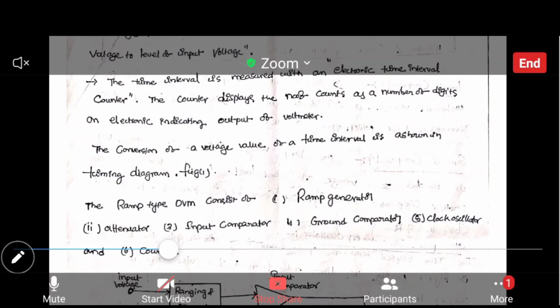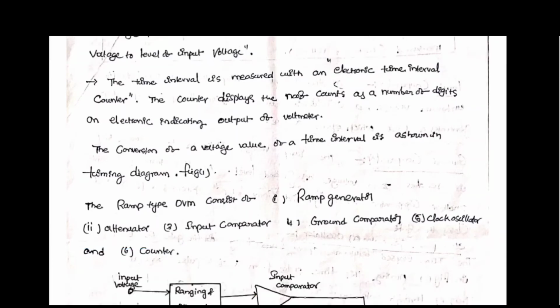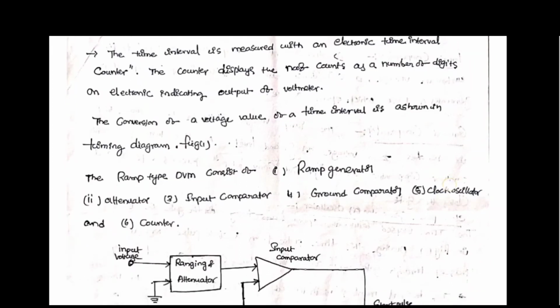The ramp type DVM consists of a ramp generator, and the ramp voltage should be generated. After that, an attenuator, input comparator, ground comparator, clock oscillator and counter. The ramp generator generates the voltage, the attenuator attenuates the signal, then the input comparator and ground comparator. The input comparator compares the peak value; when the ramp reaches 0, the ground comparator compares. Then the clock oscillator and counter. These are the various parts.